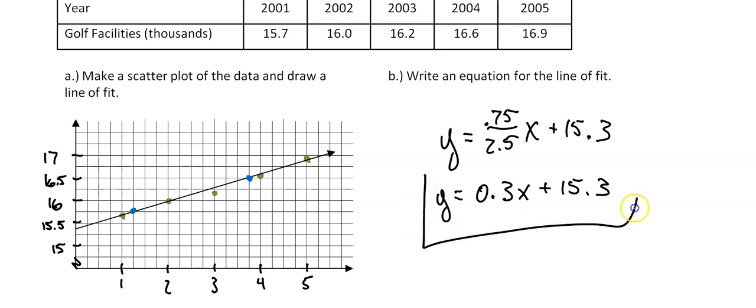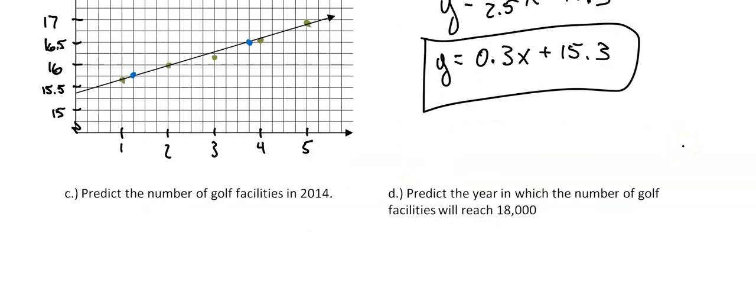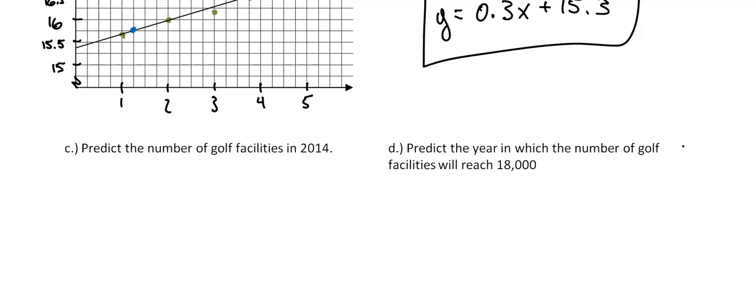Okay, so I'm going to use this equation. Your equation might be slightly different, and that's okay, which means your next answer is going to be slightly different, but they should be pretty close. So it says predict the number of golf facilities in 2014.